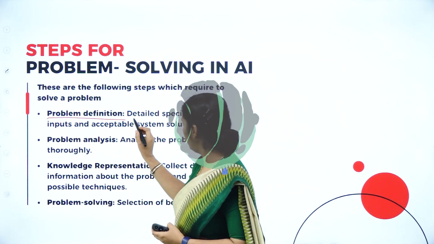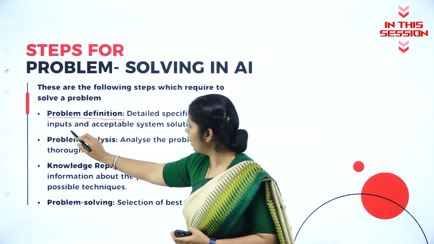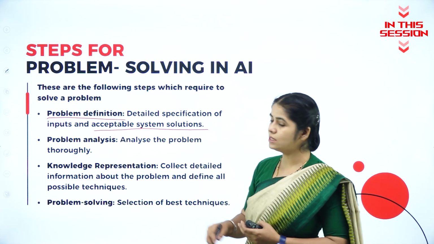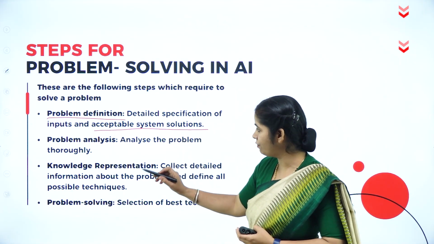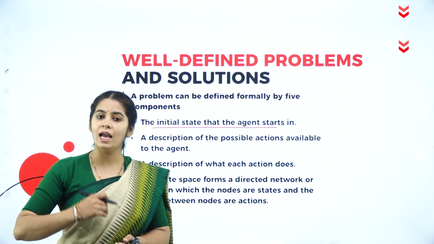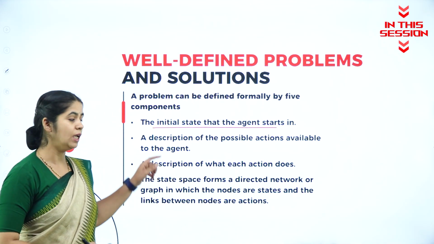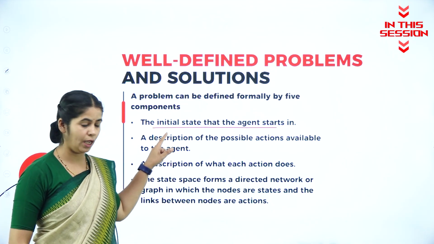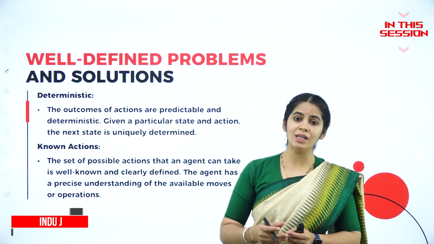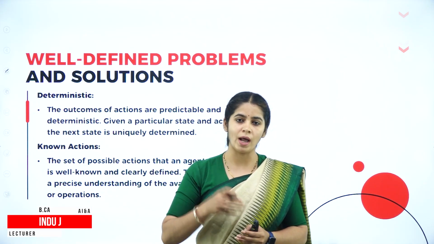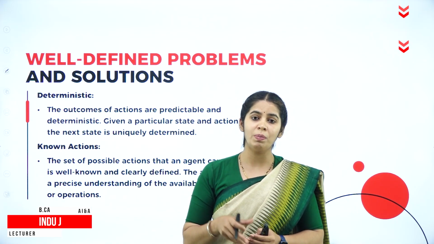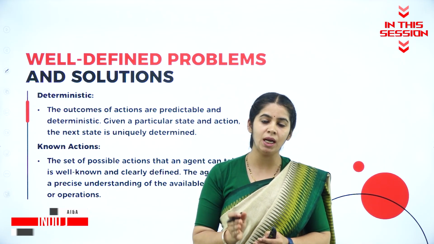After defining the problem, detailed specification of inputs acceptable by the system solution. That is called defining the problem. From where I should start solving the problem? That is nothing but the initial state of the agent. Deterministic: whatever steps we take from moving from one node to the other node, it should be deterministic. It should be predefined.